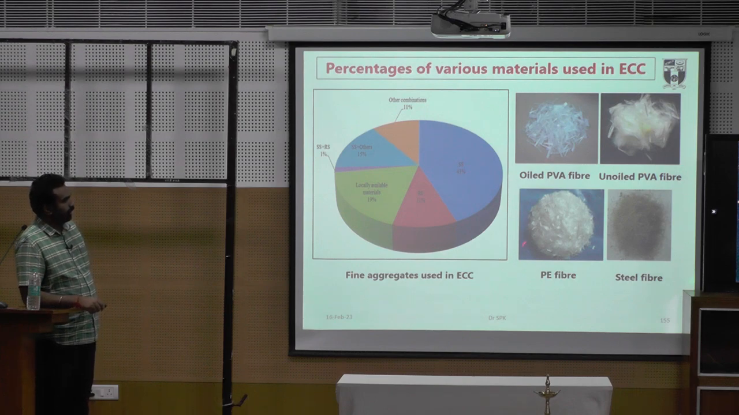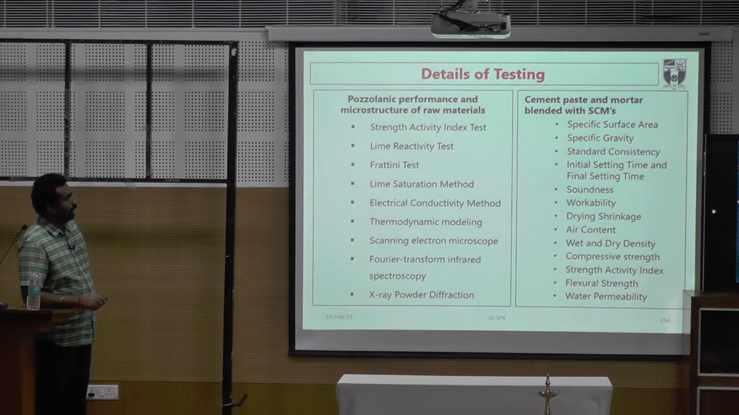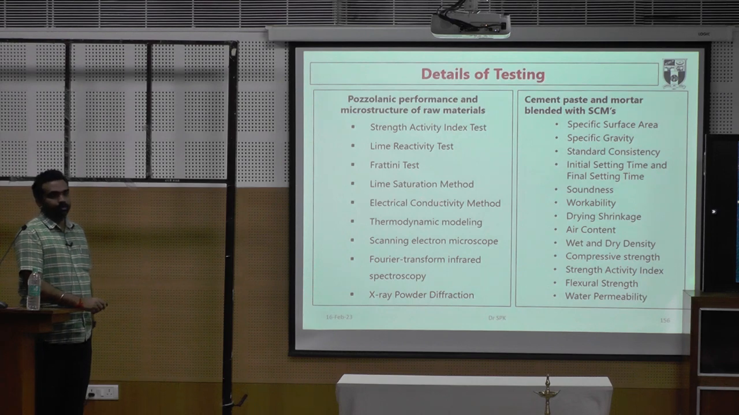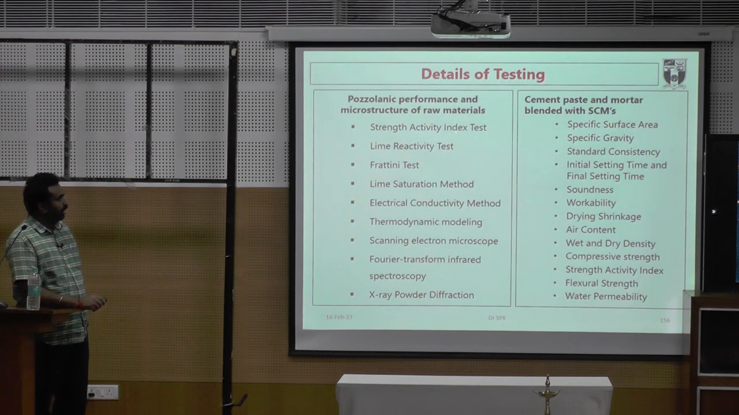You can see how the PE fiber is available, and there is a PVA fiber. Currently we are using this oiled PVA fiber, an unoiled PVA fiber, and the steel fiber. So what are the tests that have been conducted? This is somewhat different. You have a quality analysis of the pozzolanic material. As I previously mentioned, based on the microstructure, in the laboratory itself we can understand the performance by using these tests: the strength activity index based on compressive strength, lime reactivity test, Fratini test, lime saturation method, and electrical conductivity.